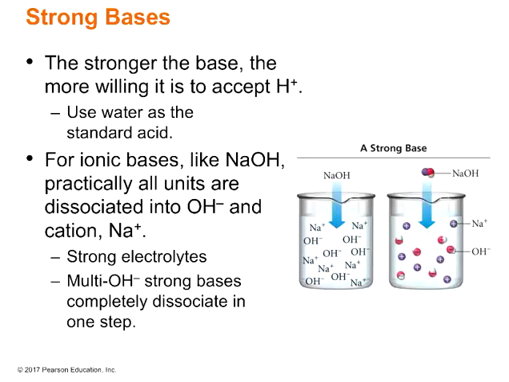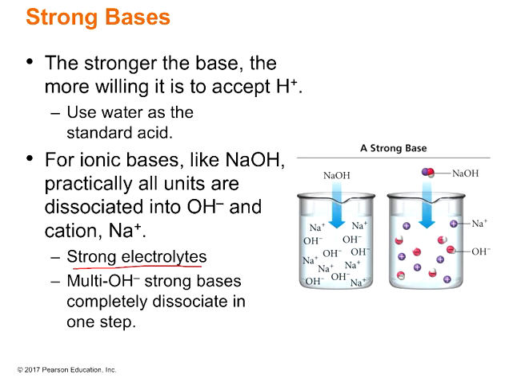Off to the right we can see a strong base, sodium hydroxide, and it is dissociating in solution to produce hydroxide ions and sodium ions. Now, for strong bases like sodium hydroxide, practically all of the units are dissociated into hydroxide ions and sodium ions. So we would also consider strong bases to be strong electrolytes.